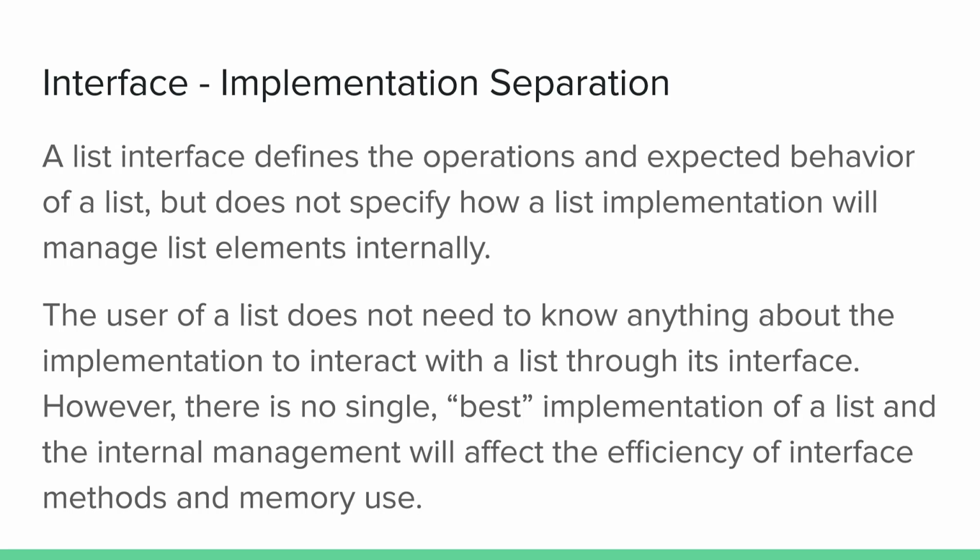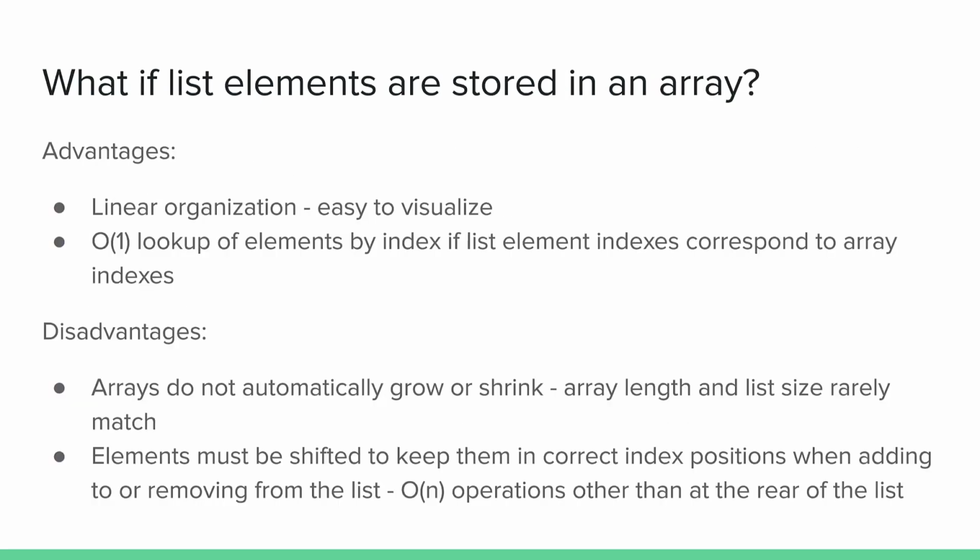It's important though to realize that even though any good implementation of a list will have all of the functionality that was defined in that interface, it's capable of doing all of those things, there is no one single best implementation of a list that's the most efficient under all circumstances. So the internal management of our particular list implementation is going to affect the overall efficiency of each individual interface method and how it uses memory.